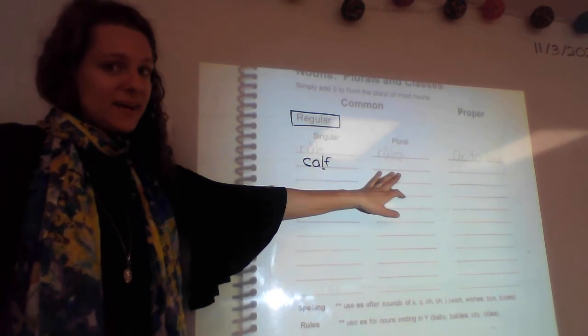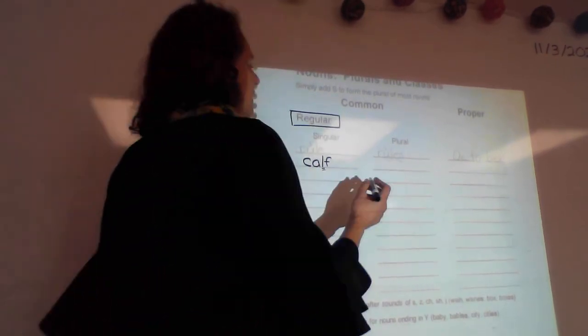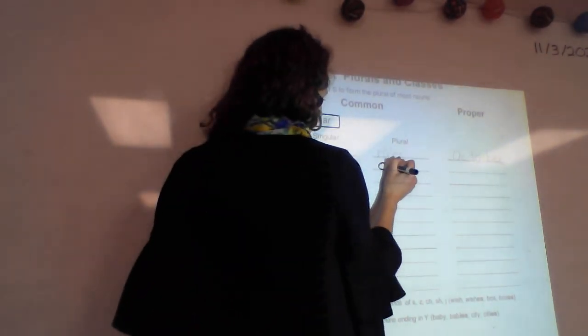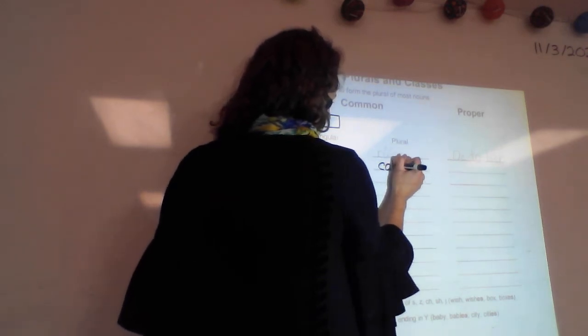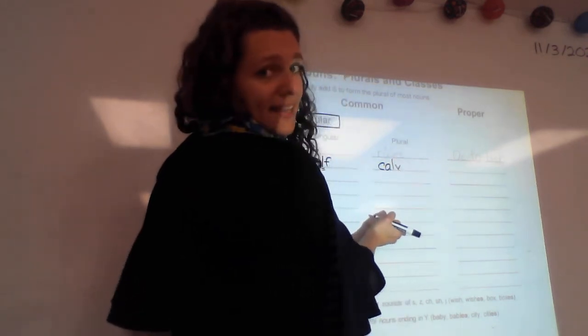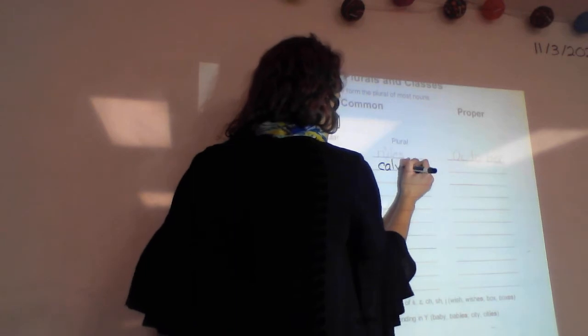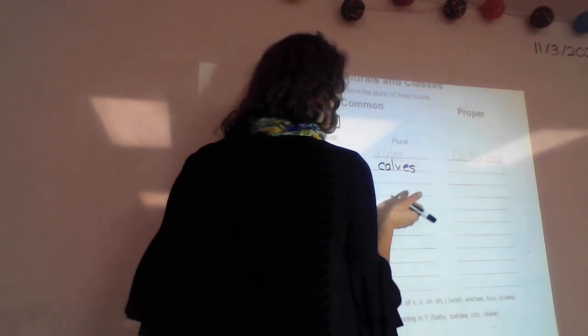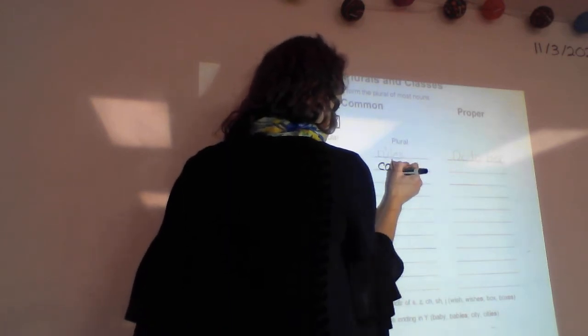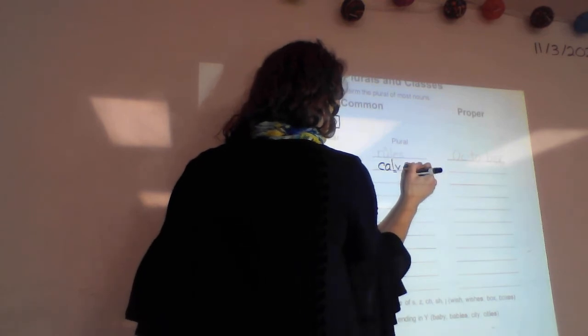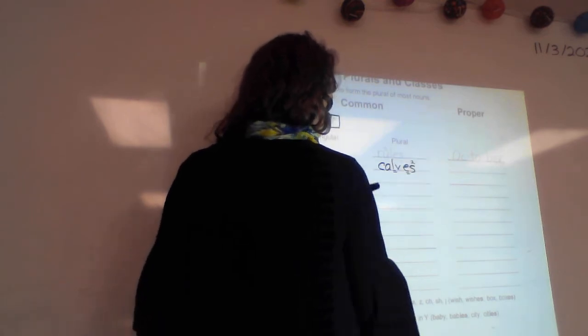All right, class, what did you write to spell calves? Good. O, V. Silent E. Z. Then we would mark everything that needs a marking.